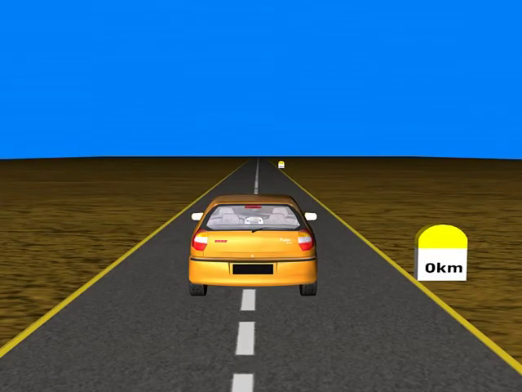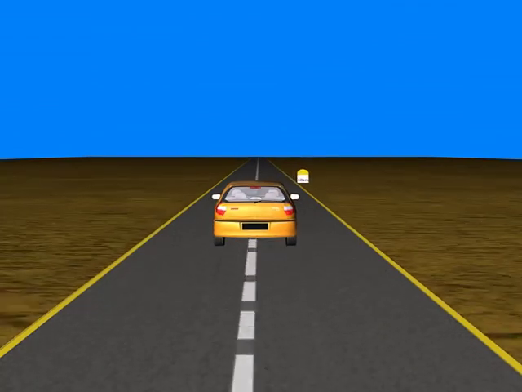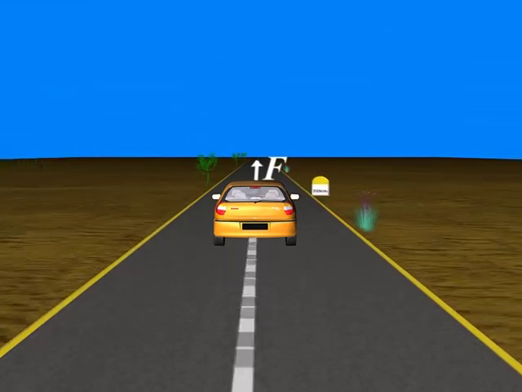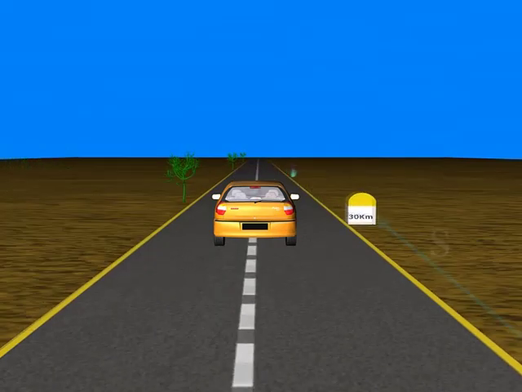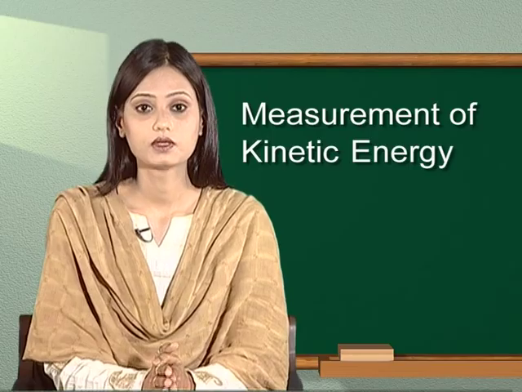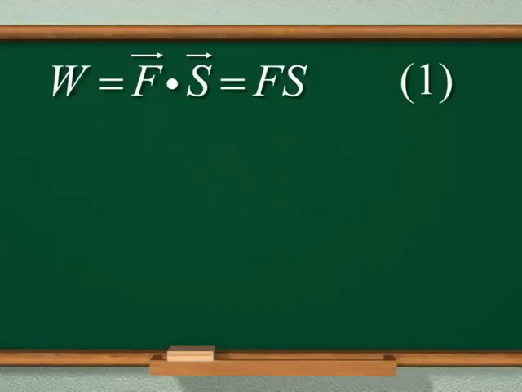For this, consider a body of mass m initially at rest and suppose it starts moving with the initial velocity u. Suppose that a constant force F is applied on the body till its final velocity becomes v along the direction of force. Let S be the displacement of the body during this time. Then, work done by the force W is equal to vector F dot vector S, which is equal to F into S, as equation 1.